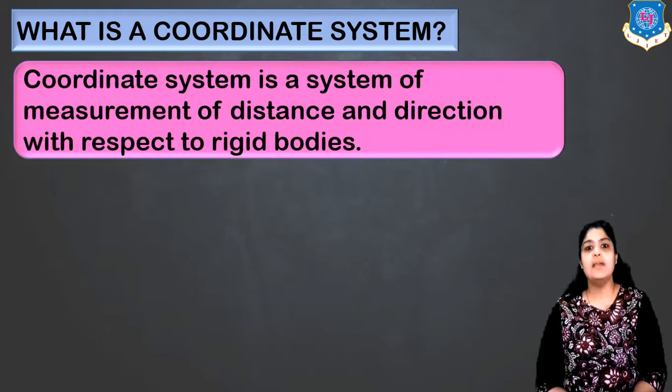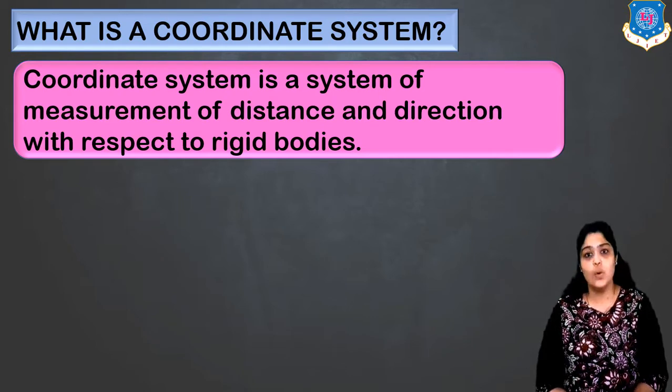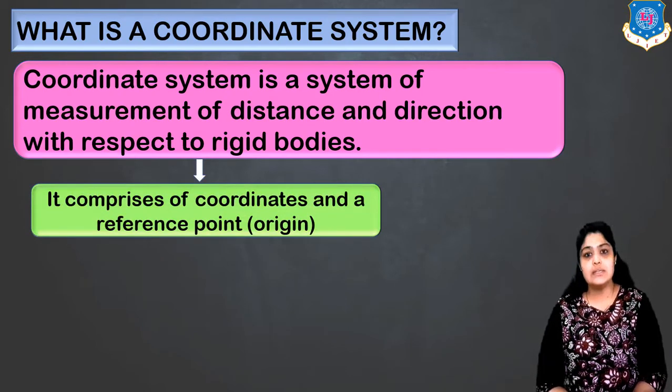Now what do you mean by a coordinate system? A coordinate system is a system of measurement of distance and direction with respect to rigid bodies. Whenever we are dealing with magnitude as well as direction, we consider vector quantities. This is a system which comprises coordinates as well as a reference point.